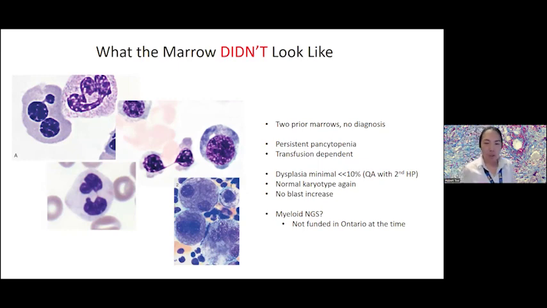And I really wanted to make sure with my colleagues, and again, they agreed, you know what, there's just really almost no dysplasia in this marrow. And the karyotype came back normal again. Blasts are not increased. Now, this was prior, for those who are in Ontario, to myeloid NGS being funded by Cancer Care Ontario. But if you had the option to pursue it, in my case, I felt like this is the third bone marrow. This patient should just get what seems to be a clinically obvious diagnosis.